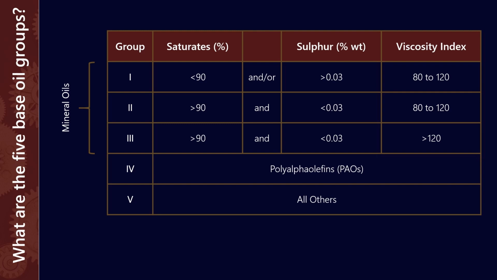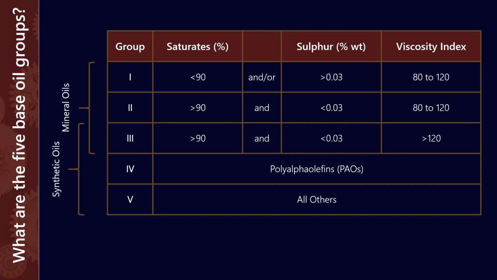Below those, we've also got Group 4 and Group 5. Now, Group 4 are all what we call the polyalpha olefins, and they're the most common class of synthetic lubricants. And Group 5 is all the others. Now, one of the maybe misnomers is that Group 5 is all synthetic. That's not entirely true, so let's explore that in a little bit more detail.